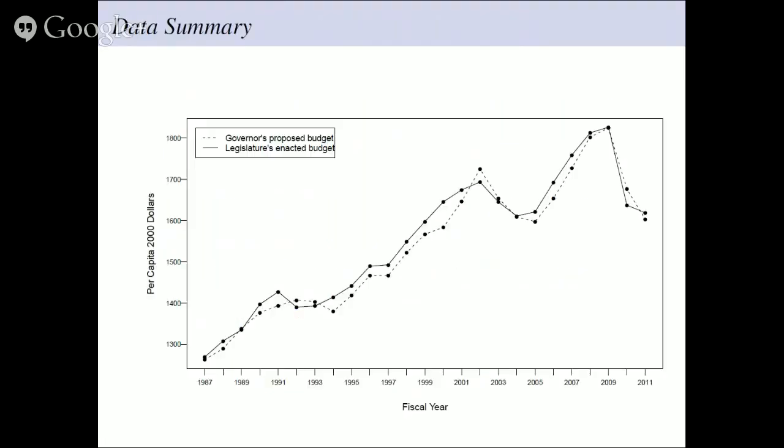This is descriptive data on what the proposed and enacted budgets are. As you can see, they track pretty closely. Sometimes governors propose more. Generally, the legislature enacts more, though not always. Sometimes they're relatively close to each other. You can also see the results of the recession starting in 2009. This is per capita data, by the way. Okay, and here are the results.